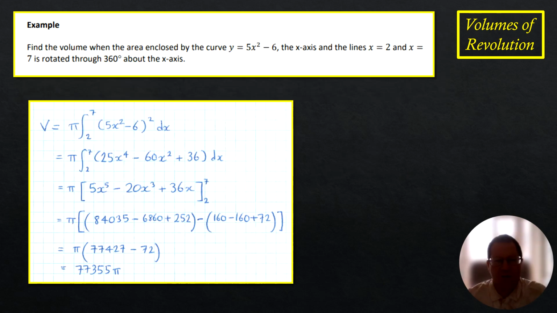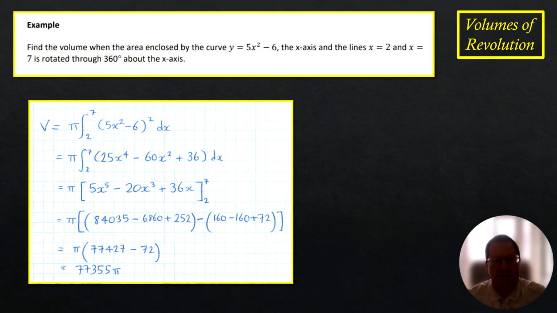So we're going to look at some examples from the handout. Firstly, find the volume when the area enclosed by the curve y equals 5x squared minus 6, the x-axis, and the lines x equals 2 and x equals 7 is rotated through 360 degrees about the x-axis. So using pi times the integral of y squared dx, our y equals 5x squared minus 6, and we're doing it between the limits of 2 and 7.